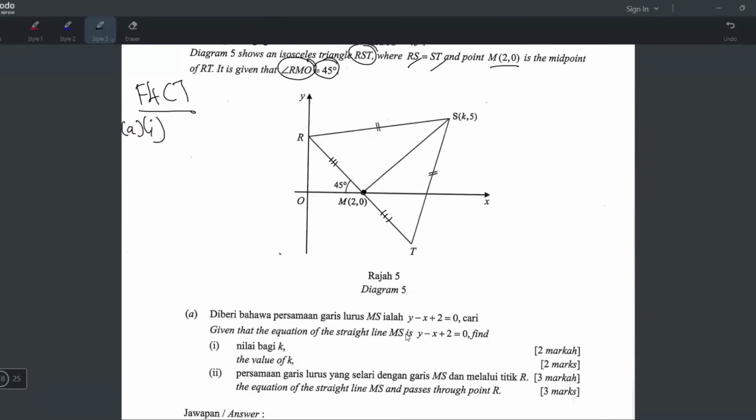A, given that the equation of MS, okay, this one I know what to do. Label it. After labelling, find out the gradient and the y-intercept from the equation. Okay, where is MS? It's this line right here. So I'm going to label it. I'll just draw an arrow.